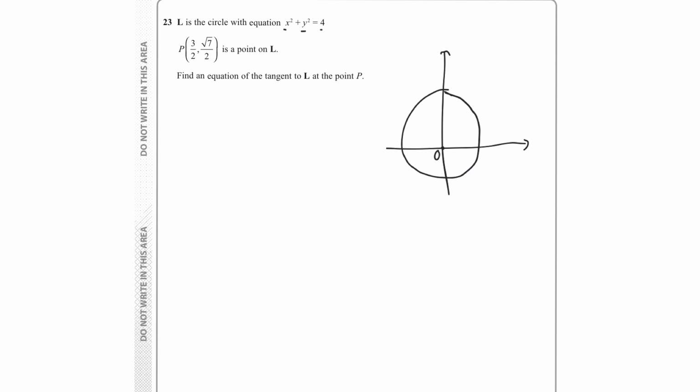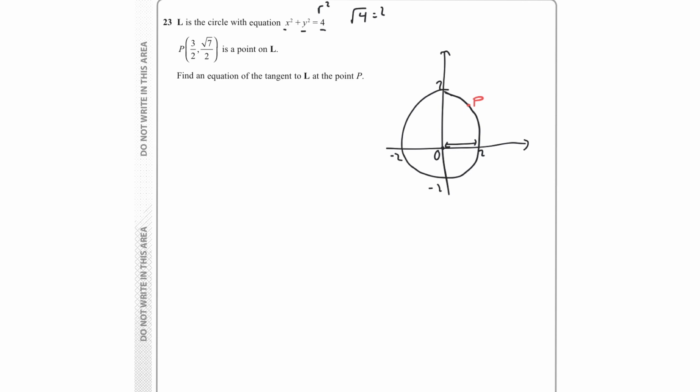And what it's equal to is usually the radius squared. So the square root of 4 is 2. So I know the radius for my circle is 2. So across there, 2, 2, minus 2, minus 2. And then it's given me a point P, which is 3 over 2, root 7 over 2. I'm just going to estimate where that would be. So that would be about here. I'll just call it point P. It doesn't really matter about the accuracy of your sketch, just a rough sketch.